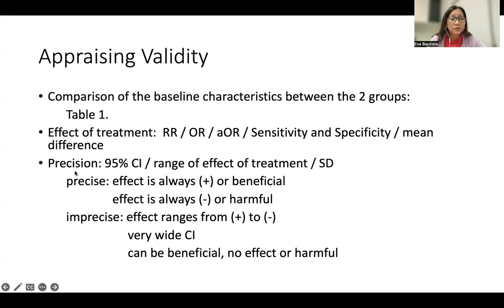If you encounter a question about precision, it actually refers to the 95% confidence interval or the range of effect of intervention or exposure or the standard deviation. So in interpreting precision, we say it's precise if the 95% CI is always beneficial or always harmful. It becomes imprecise if sometimes it's beneficial or harmful or no effect, or always beneficial but with very wide confidence interval, or always harmful but with very wide confidence interval, okay?